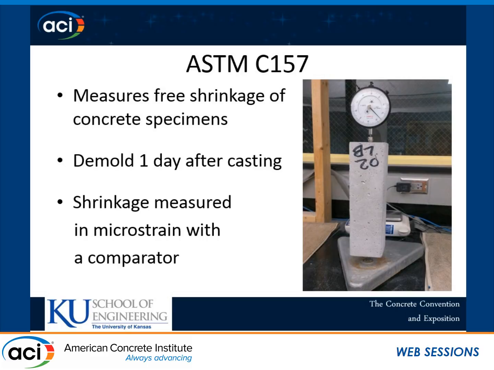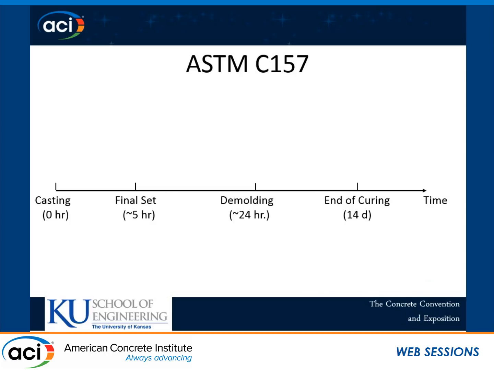The length of the specimens is measured after curing as well as regularly during the drying period. The expansion during the curing and drying shrinkage during the drying period are calculated using the initial length measured at the time of demolding, at the end of the 1 day. Now, if we have an axis for time, we have casting at 0 hours, we have demolding at 24 hours, and we have end of curing at 14 days. The initial length in ASTM C157 is measured at demolding.